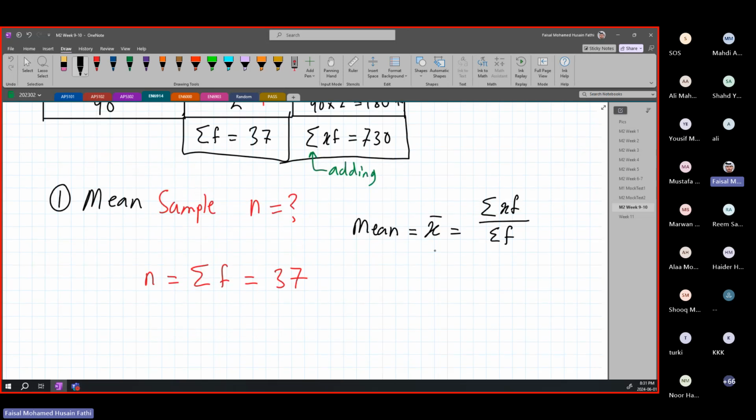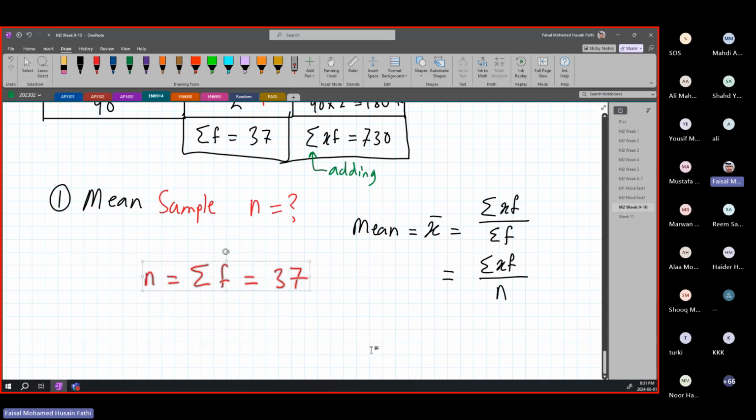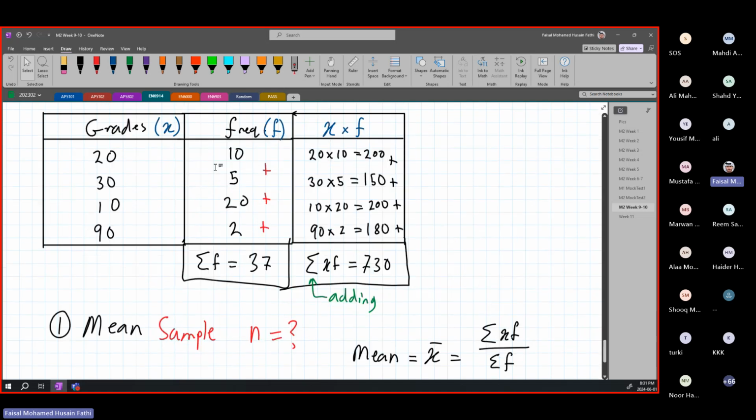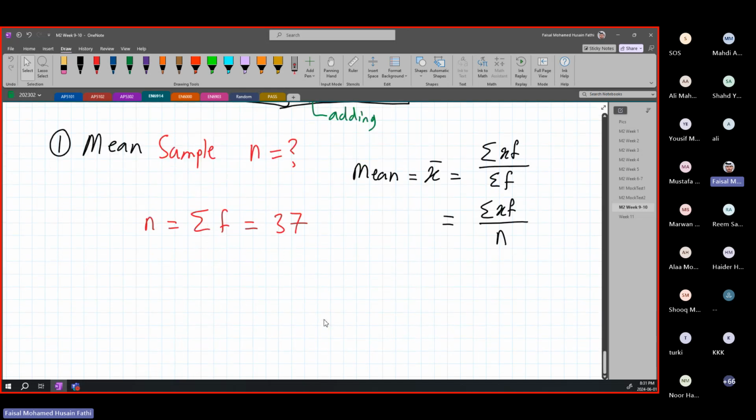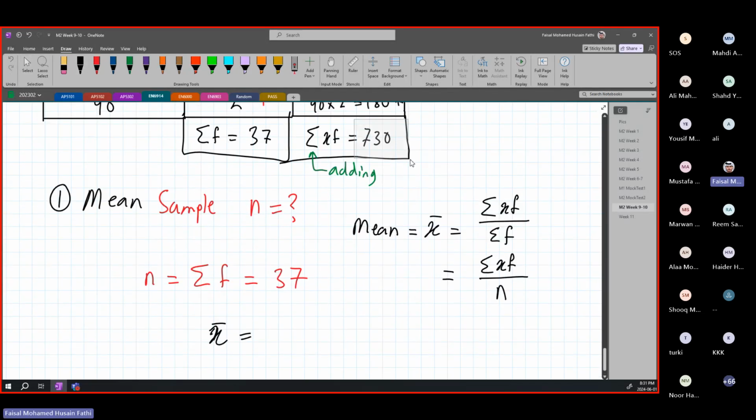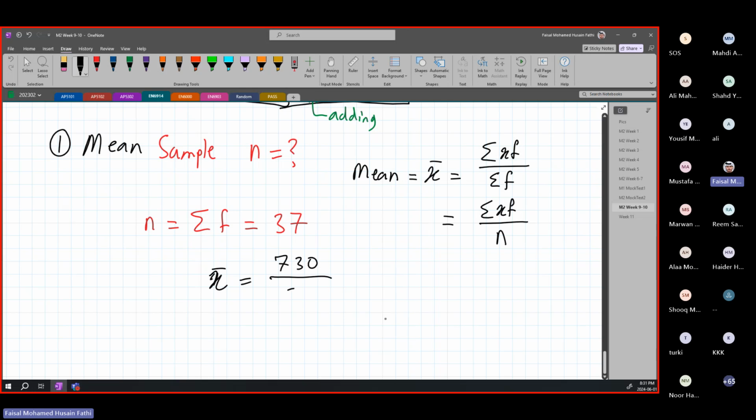In other words, this is the same as saying sigma xf divided by our sample n, because remember, we found our n to be equal to 37, which is the same as this total frequency, or in other words, the total number of students in this class. So x bar, which is our mean, is going to be equal to the summation of x times f, which is 730, divided by our n, which is 37.